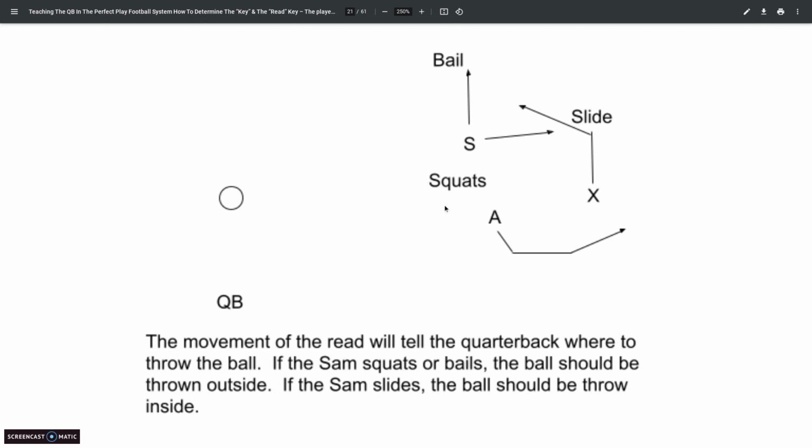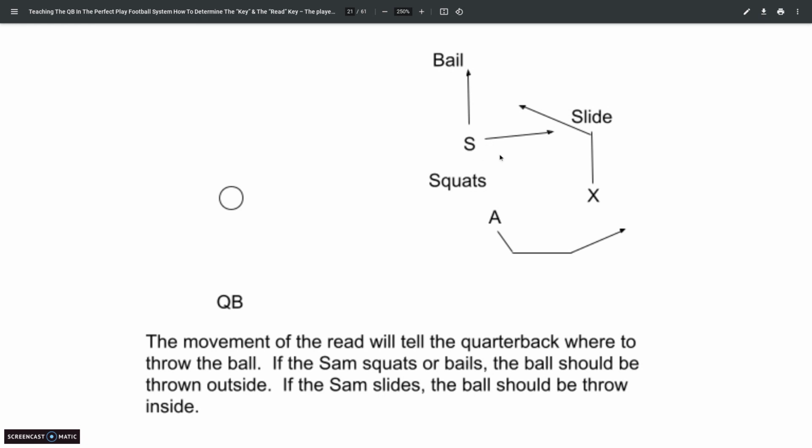So if the Sam squats, that's the first thing he may do. What do I mean by the Sam squatting? I simply mean that the Sam is not going to move very far off of his original alignment. He's not going to run outside and run down to cover the bubble. He's not going to run out to cover a hitch. He's not going to stay inside to cover a slant route. He's not going to just take off running backwards to assist with carrying vertical routes. He's going to squat, meaning he's going to stay pretty much in his same alignment, in his same position.